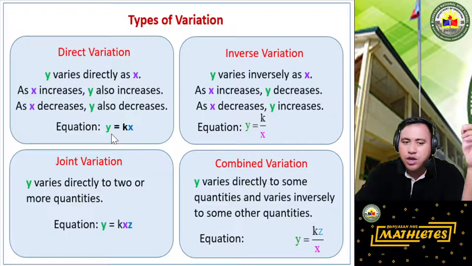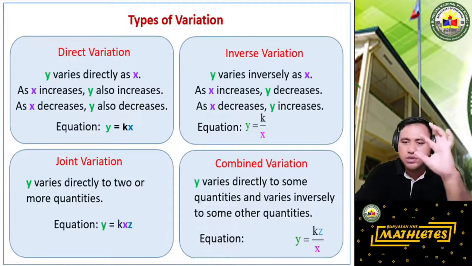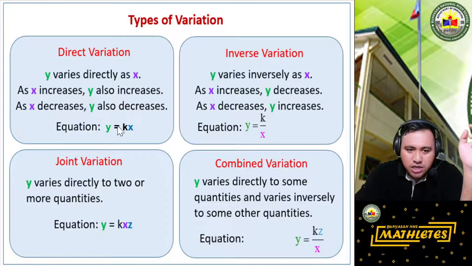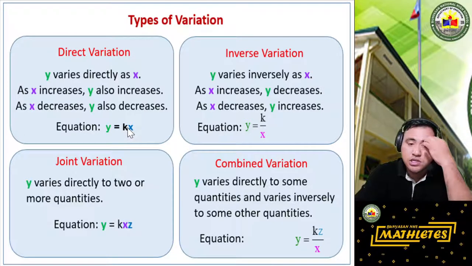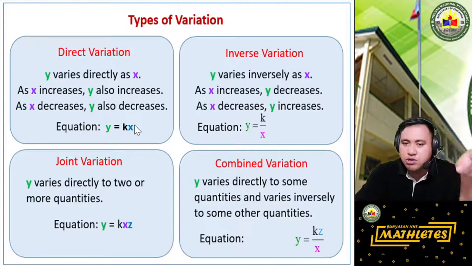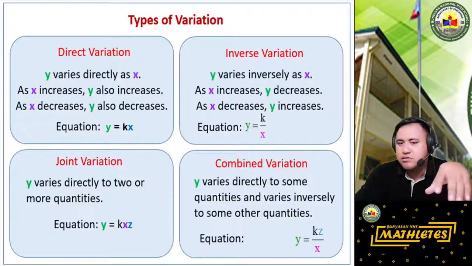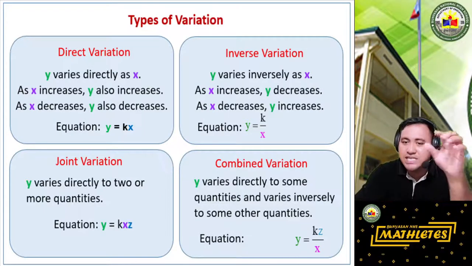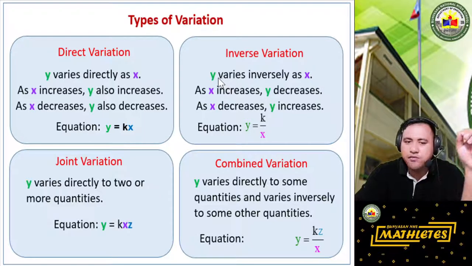The equation is y is equal to kx, where k is the constant. K is the constant of variation. When you say constant of variation, ito yung hindi nagbabago. Constant. It will never change. Di nagbabago.